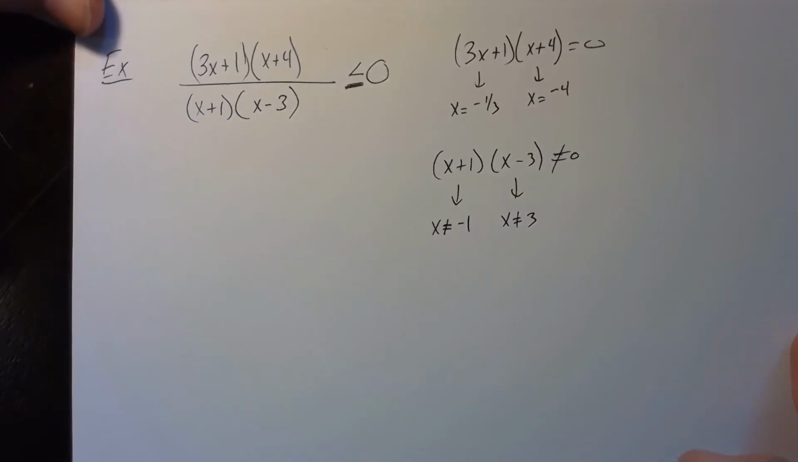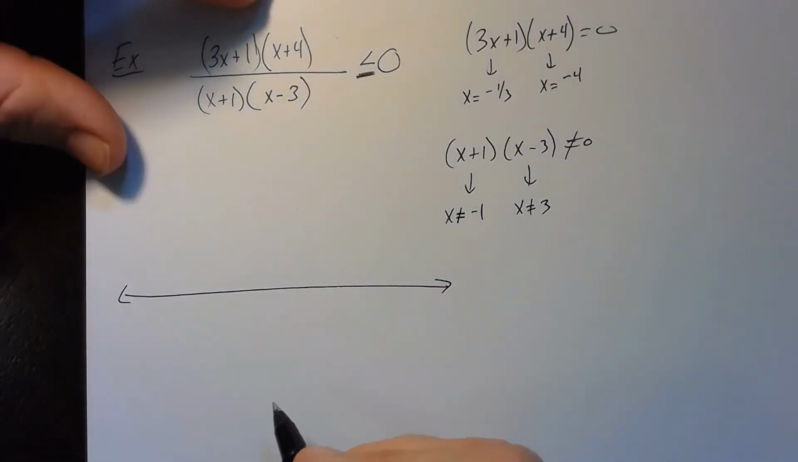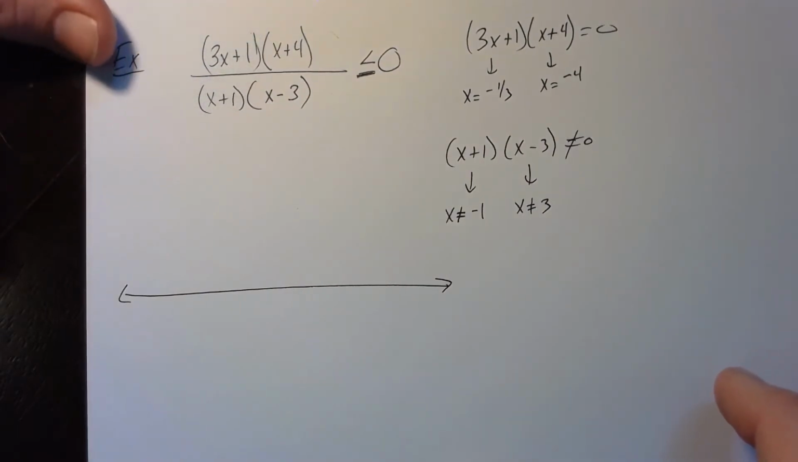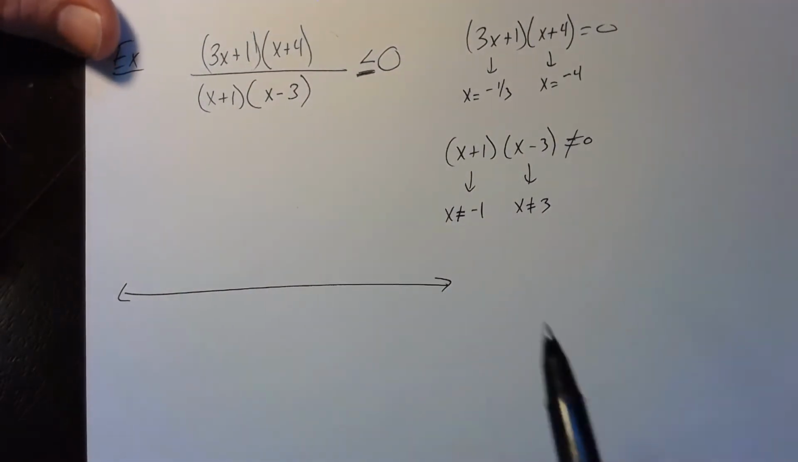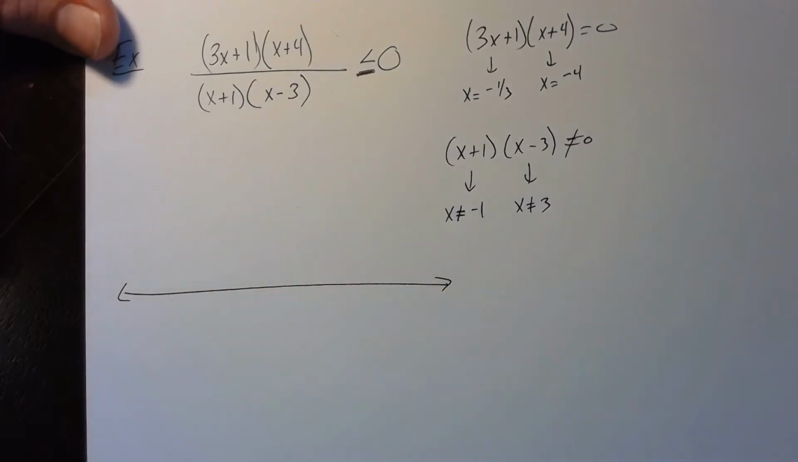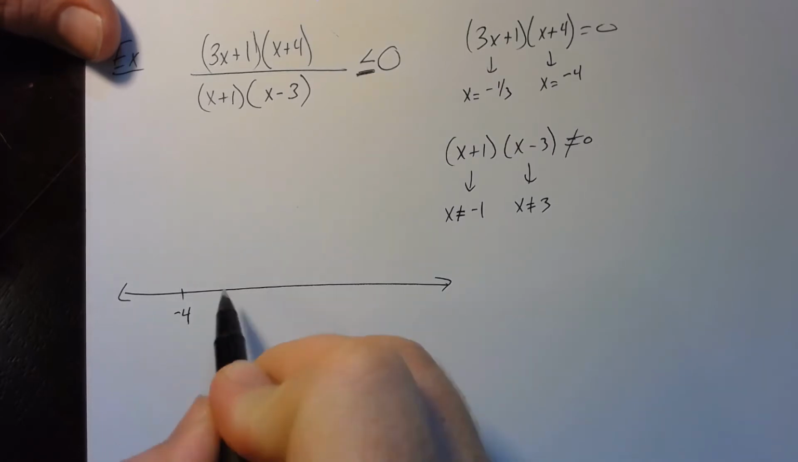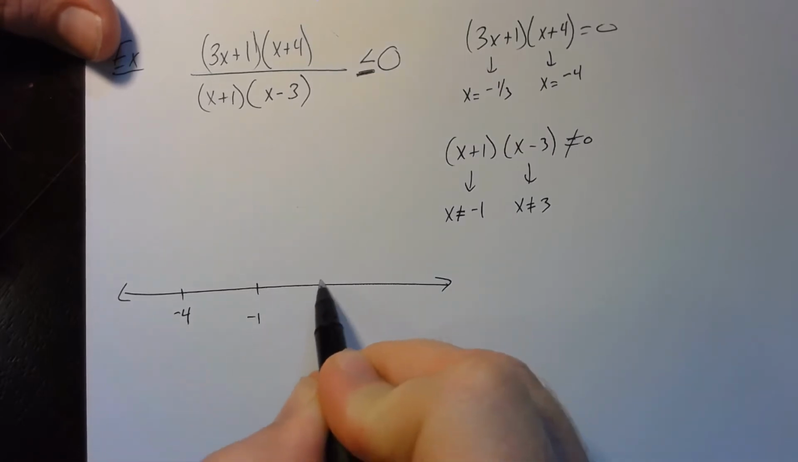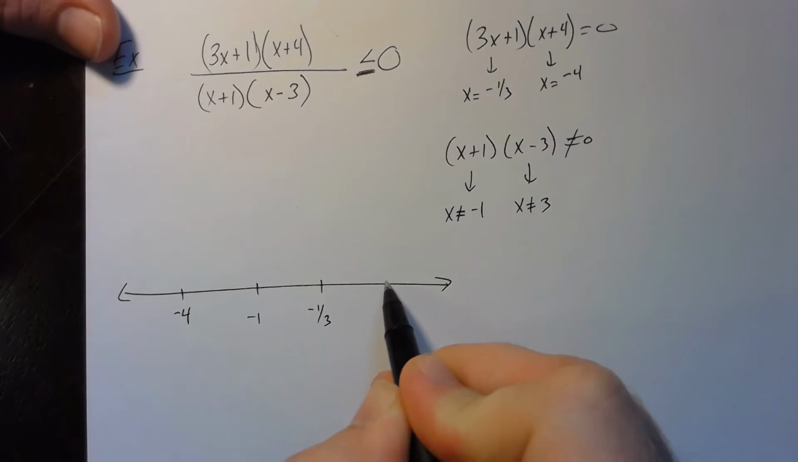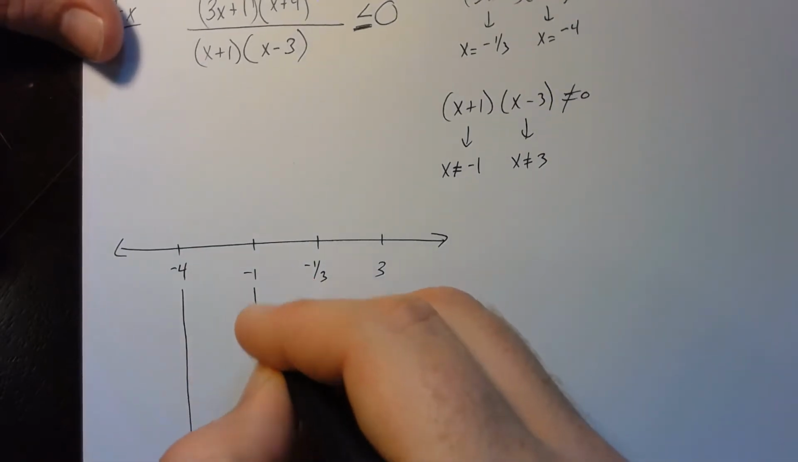So with all that being done, we're going to create that number line test, just like we did with the polynomials. Again, not changing any of the steps that we followed, other than the fact that when we plug them in, we've got to make sure that the values in the denominator can never actually happen. So let's see here. We're going to start with negative 4, going to negative 1, going to negative 1/3, and then finally a value of 3. Those are my 4 values, my 4 critical points.